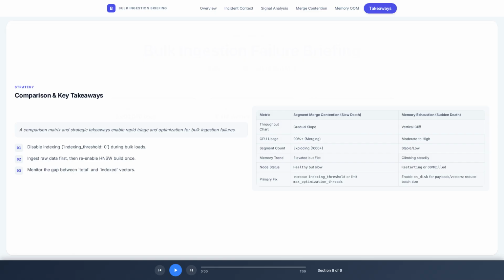Then, once all the data is loaded, you can turn indexing back on. It builds the HNSW index all at once. It is a much cleaner process. Here is something super important to watch. Keep an eye on the difference between total vectors and indexed vectors. If that gap keeps getting bigger, that is a sign indexing is having trouble, or maybe it is failing. Disable indexing for faster bulk loads, then re-enable. So the main point here is this. Smart configuration, like turning off indexing initially, and paying close attention to what is happening, that is what you need to stop ingestion failures and fix them if they pop up.